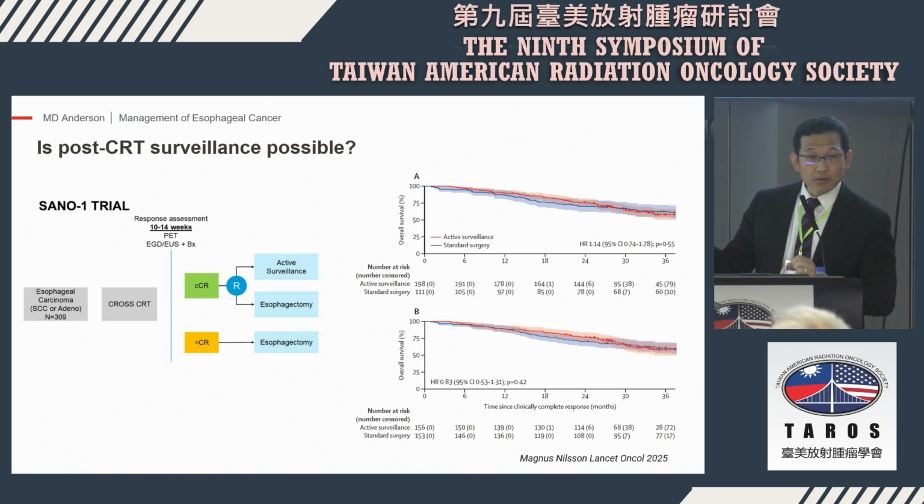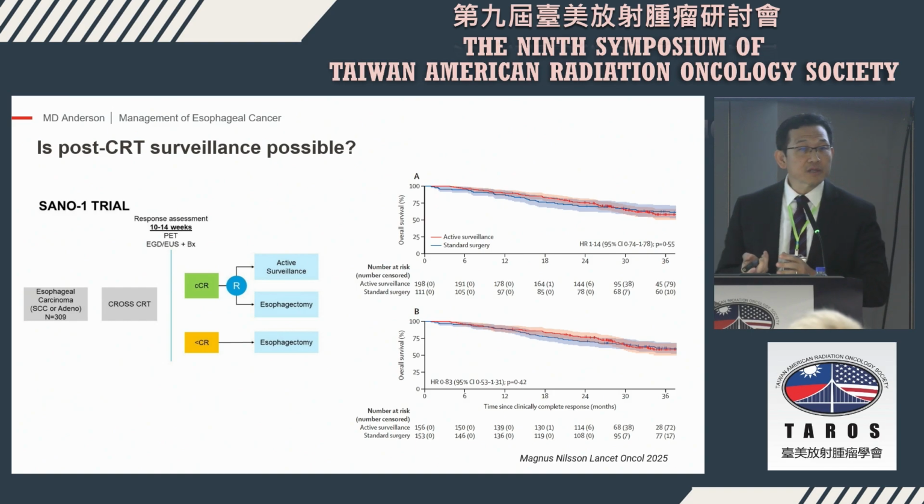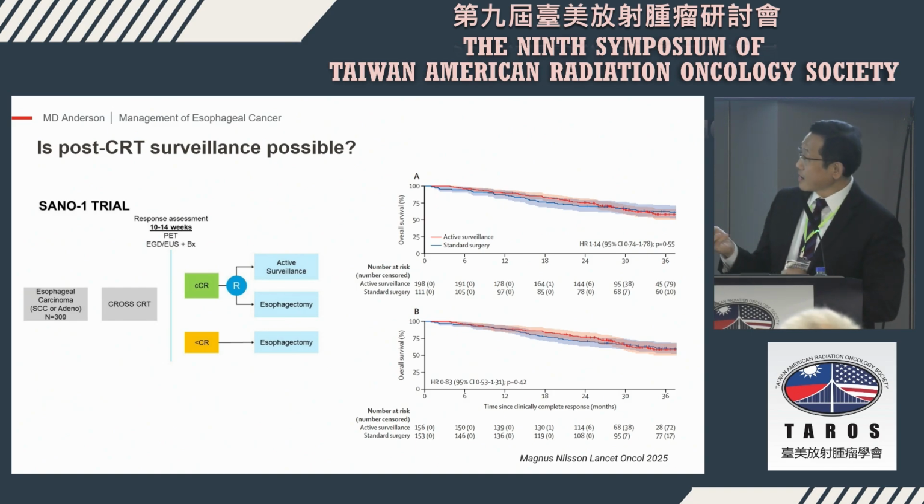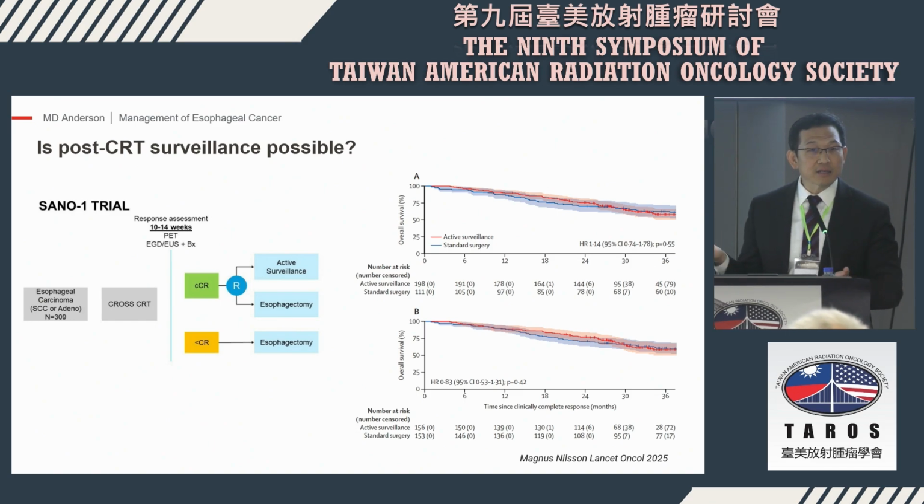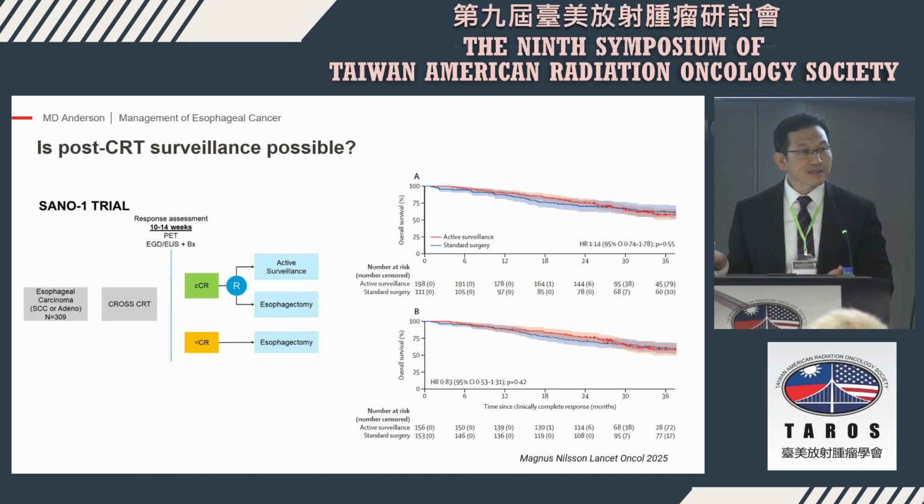But the patient without any residual disease, they randomized them to just surveillance, don't do surgery, versus upfront esophagectomy. If you actually look at the results, no difference. So if you just determine which patient had a complete response after chemoradiation, you don't need to do surgery because the outcomes are identical, whether you do surgery or not, right?